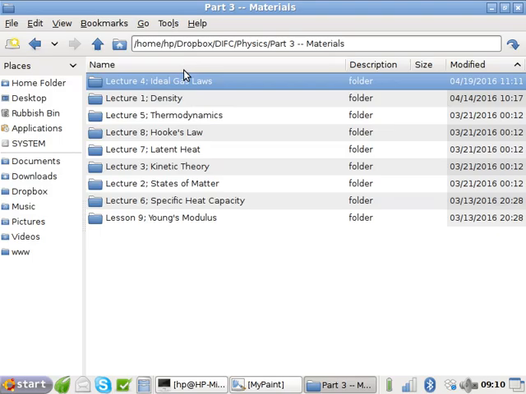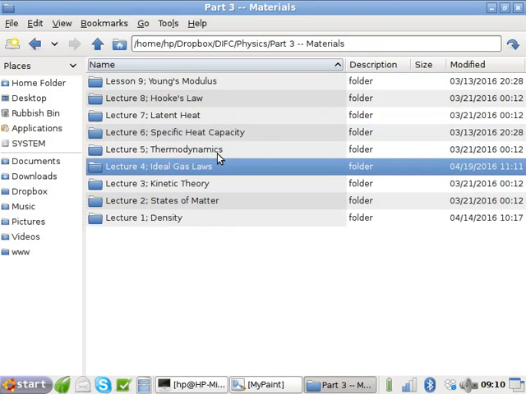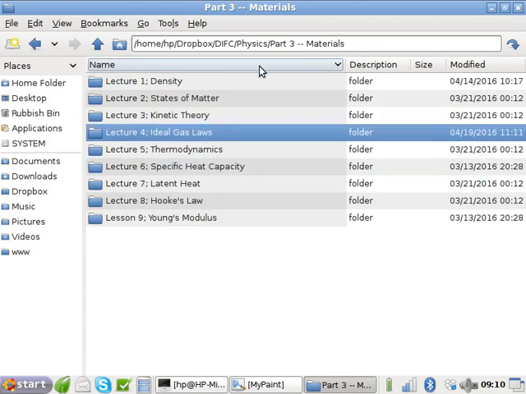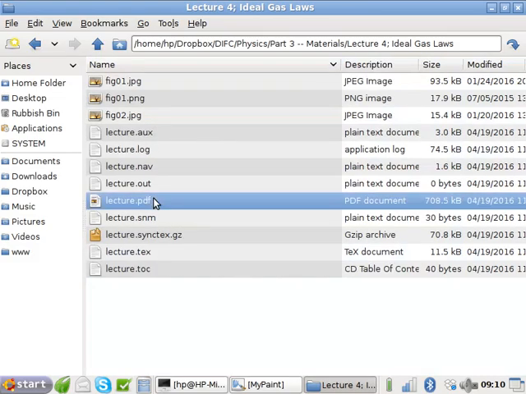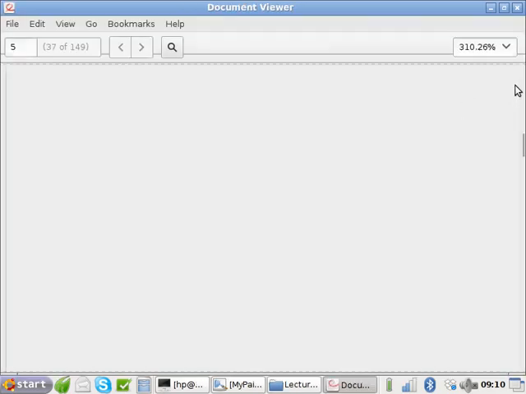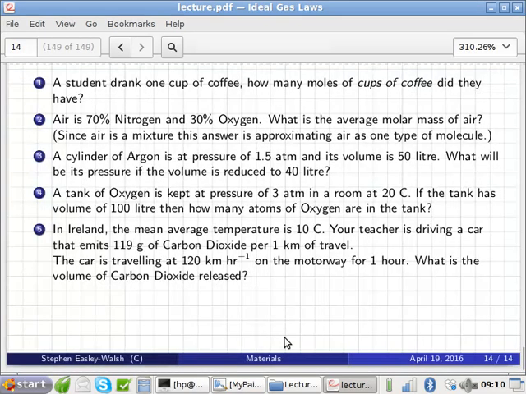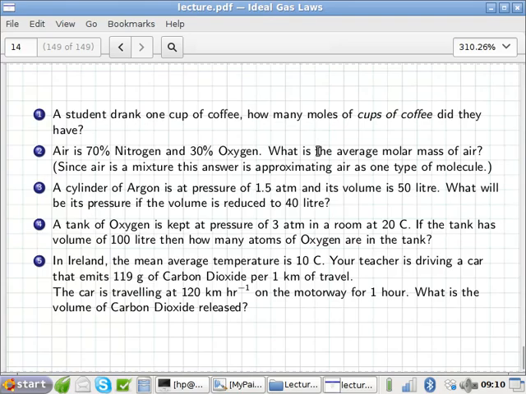X-ray. Alright, what did we do last? Ideal gas law. Okay, let's have a look at the homework. I don't have my calculator, so you need to calculate for me. First question: a student drank 1 cup of coffee. How many moles of cups of coffee do you drink?